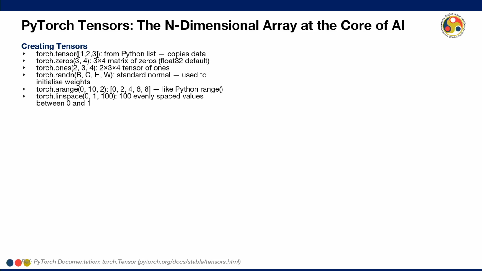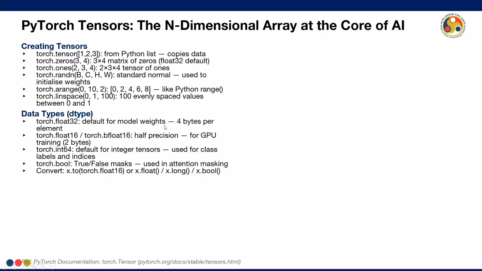So essentially the tensors are the data structure, or the data, that is used by the GPUs, defined here through the PyTorch framework. Okay. The tensors can have different data types. torch.float32 is the default, so model weights are defined by 4 bytes per element, that is 32 bits. float16 or bfloat16 is half precision, which is 16 bits, and for GPU training mostly we use this, which is of size 2 bytes or 16 bits.